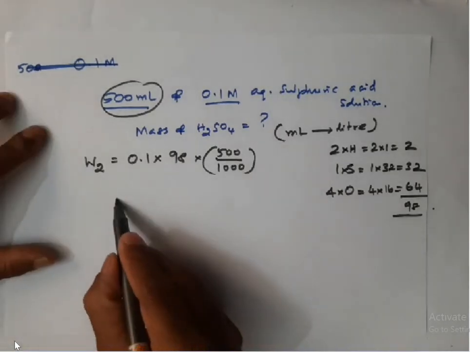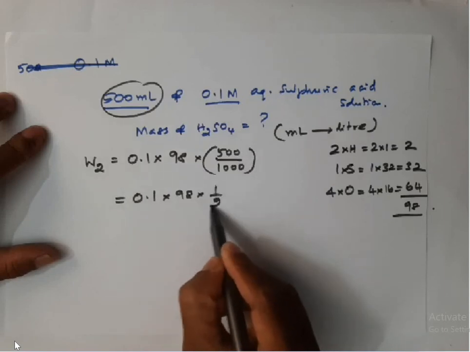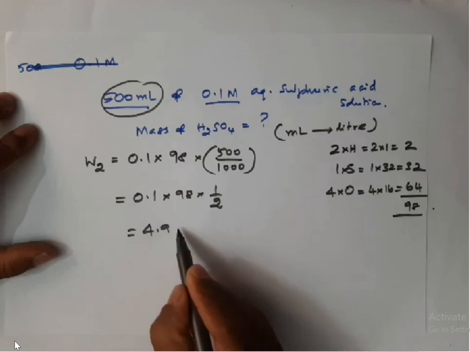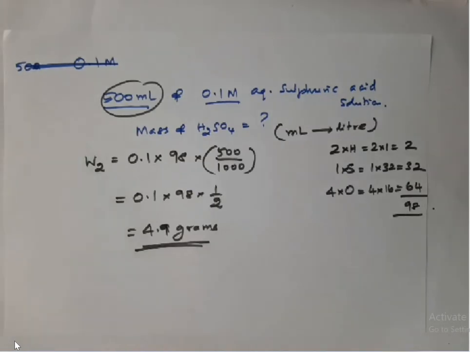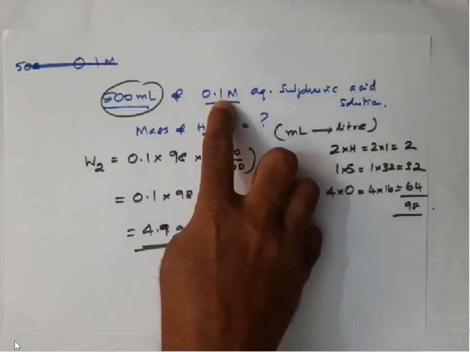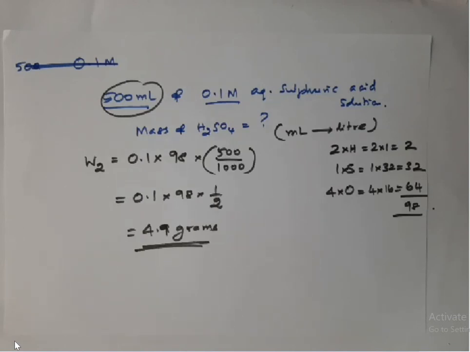So you will get 0.1 into 98 into 1 by 2. This is 4.9, correct, students? Is the answer correct? Yes, 4.9 grams of sulfuric acid is present in 500 ml of 0.1 molar aqueous sulfuric acid. That's the meaning.